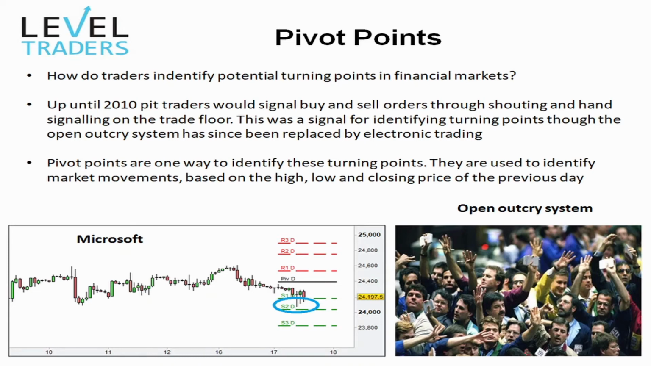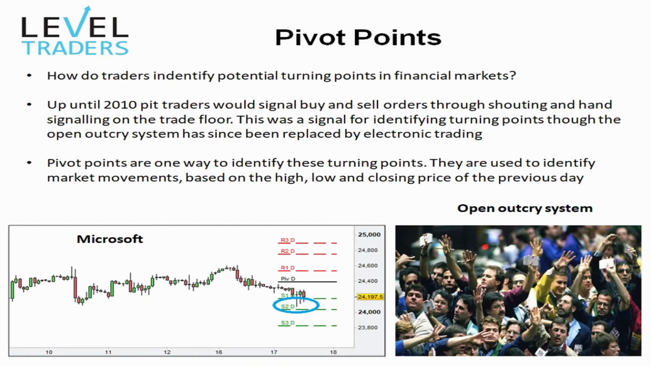So how do traders identify potential turning points in financial markets? We've looked at support and resistance areas, both horizontal and trend lines. But trying to do this intraday, how would a trader do that? Up until 2010, pit traders would signal buy and sell orders through shouting and hand signaling. You've seen trading places where everyone's shouting and screaming. That was a signal to identify turning points, and that was known as the open outcry system. But that's since been replaced by electronic trading.